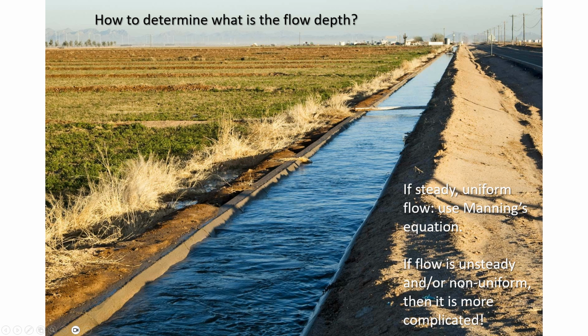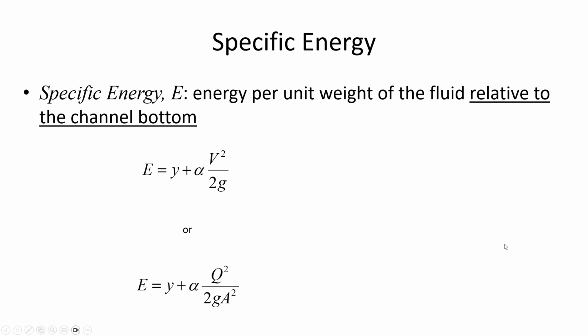And non-uniform means that in the direction of flow, as we're going downstream, if conditions are non-uniform, it means that there's some sort of a change in either the width of the channel or the slope, or there could be an obstruction like a pile of rocks at the bottom of the channel. Those are the things that would cause non-uniform flow.